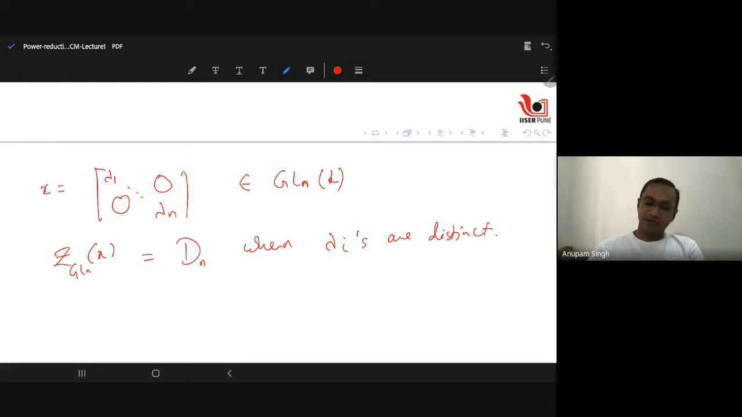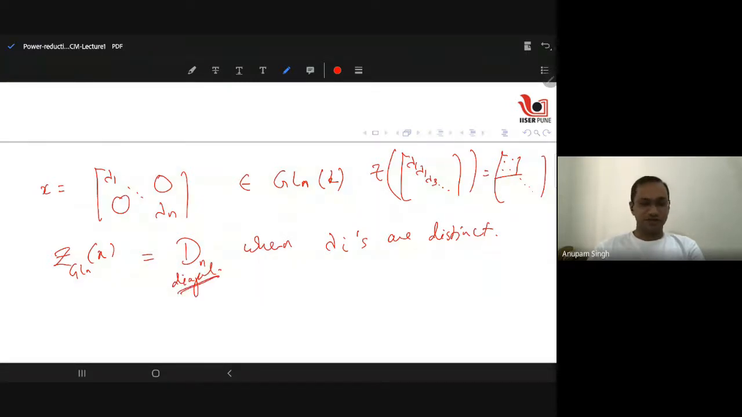If, for example, I had lambda_1 repeating twice like this, then its centralizer will acquire a block here, right? It will become a 2 by 2 block here, and then something like this. So it will certainly be bigger than n. In any case, D_n, which is the set of all diagonal elements, so this is diagonal.